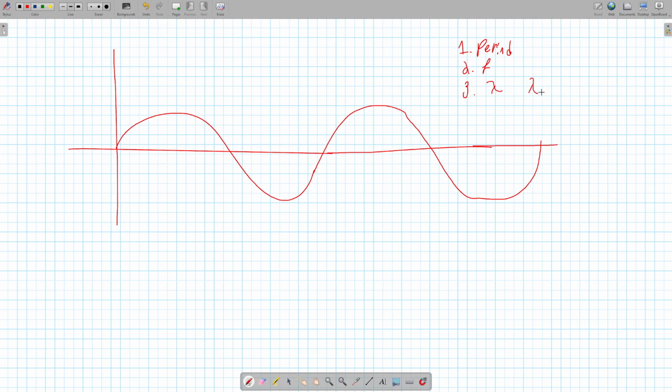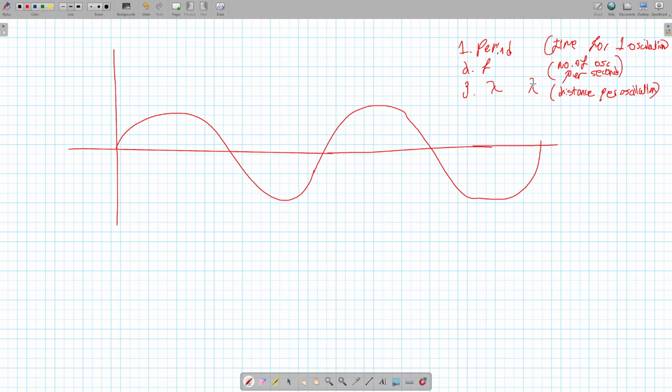Okay, period is the time it takes for one oscillation. The frequency is the number of oscillations per second. The wavelength is the distance per oscillation. Let me explain one by one.